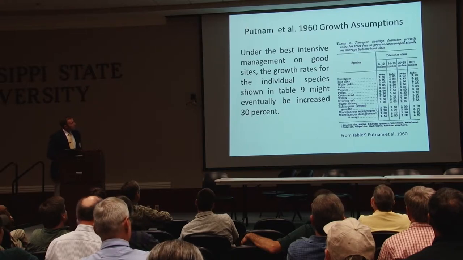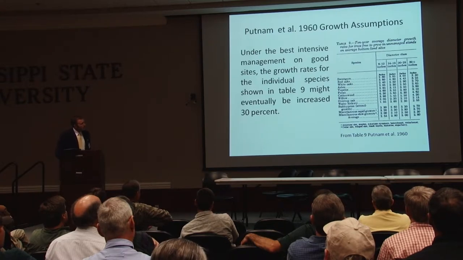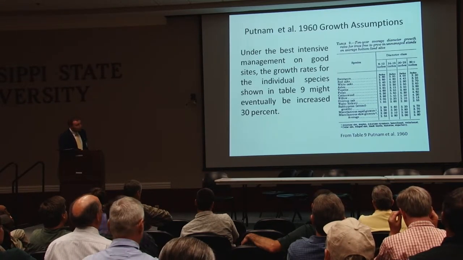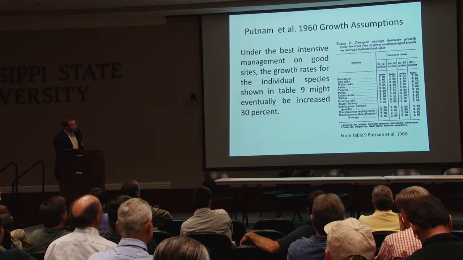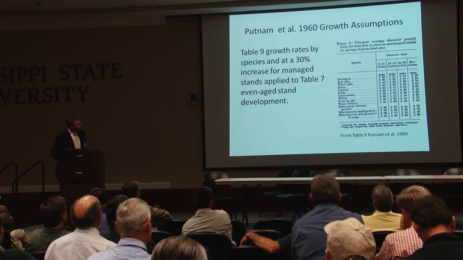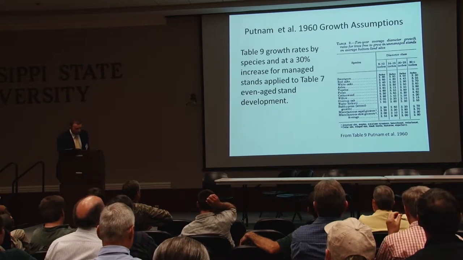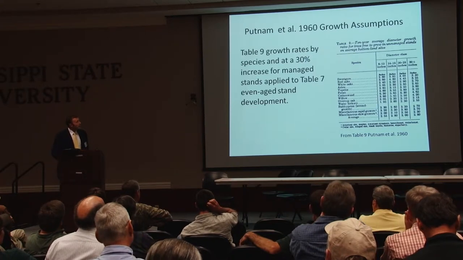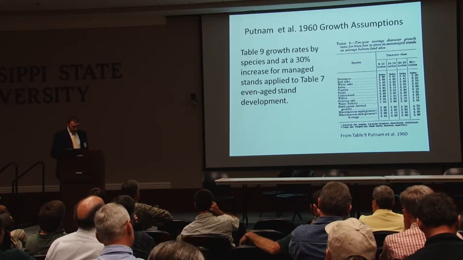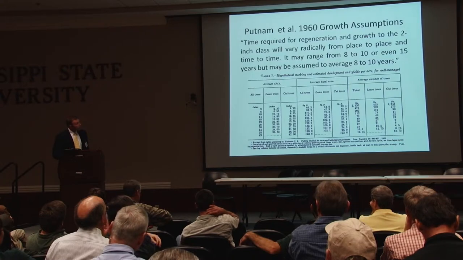And there's a look at table nine from Putnam that is showing growth rates by diameter class by species. So you can see red oak, white oak, ashes, a variety of other species, and we'll be applying the red oak, white oak, ash, and mixed hardwoods in our analysis. Another thing that Putnam indicated about table nine, because these are growth rates for unmanaged stands, and in this text, he indicates that with management, these growth rates could be increased up to 30%. So in our analysis, we'll include that increase in growth.